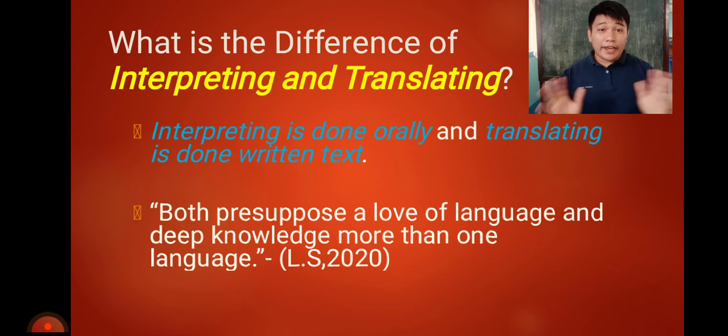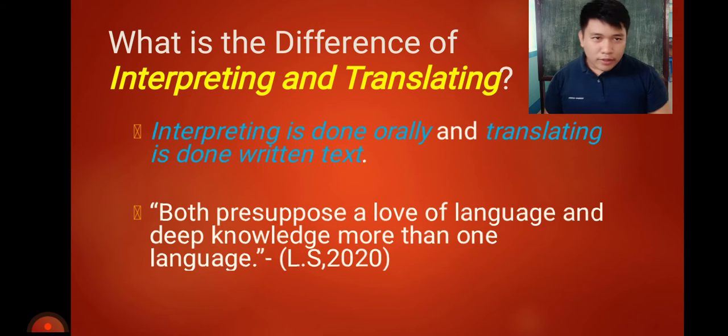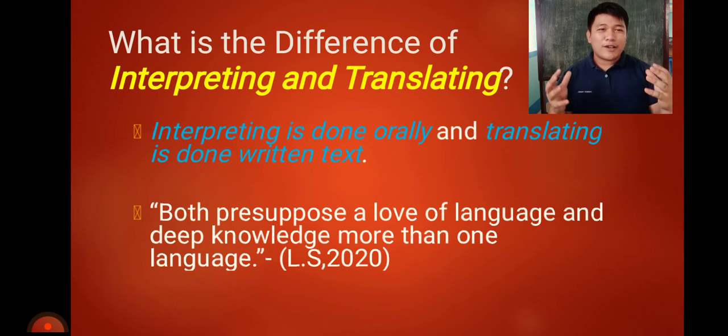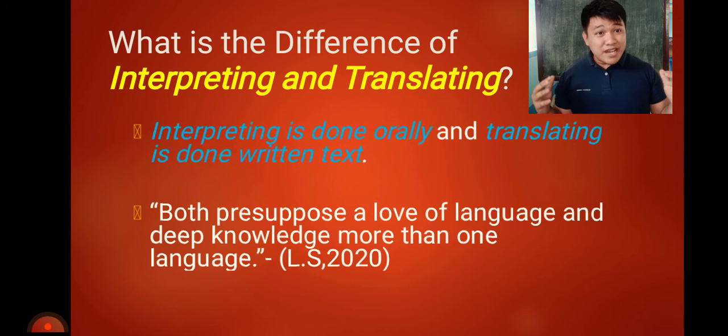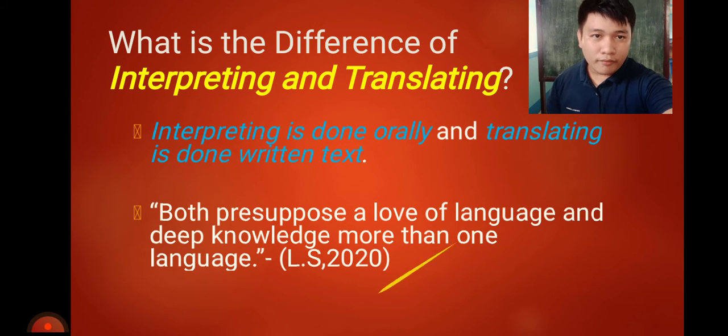But interpreting and translating both presuppose that the interpreter or the translator must have a love of language and deep knowledge of more than one language. So you must be a multi-dimensional person in terms of language. You must be thoughtful and knowledgeable, a bookworm, a man of dictionary. You must have a lot of commendable terminologies in here. Okay, next.